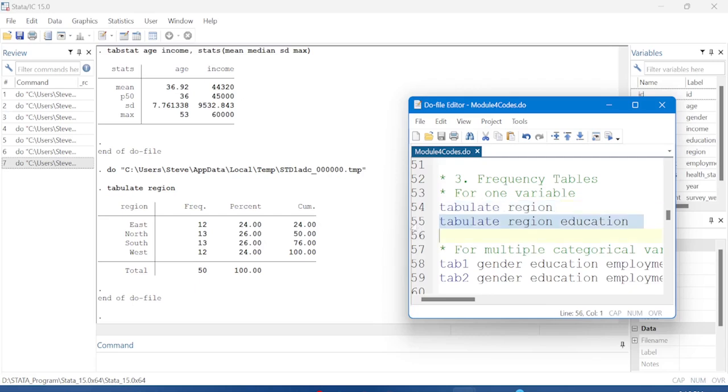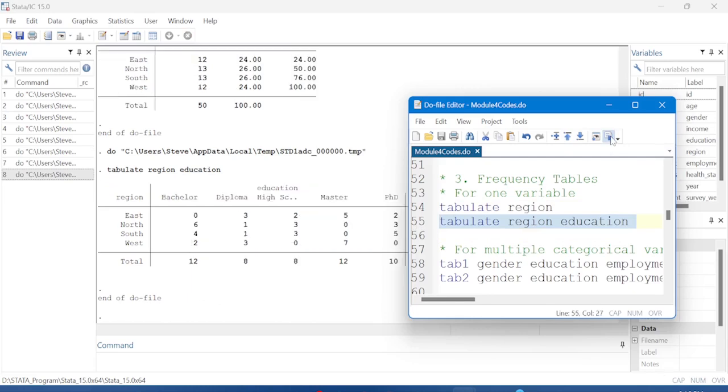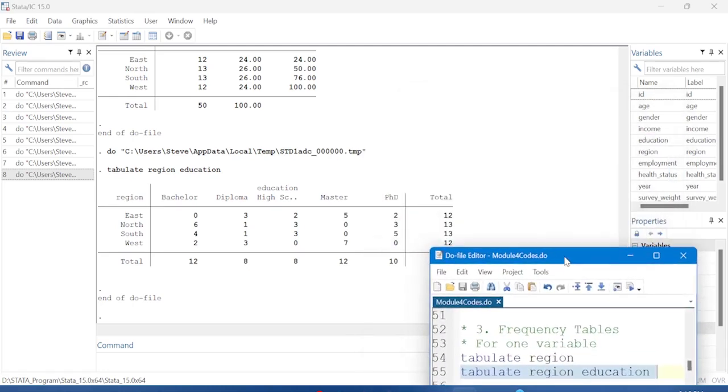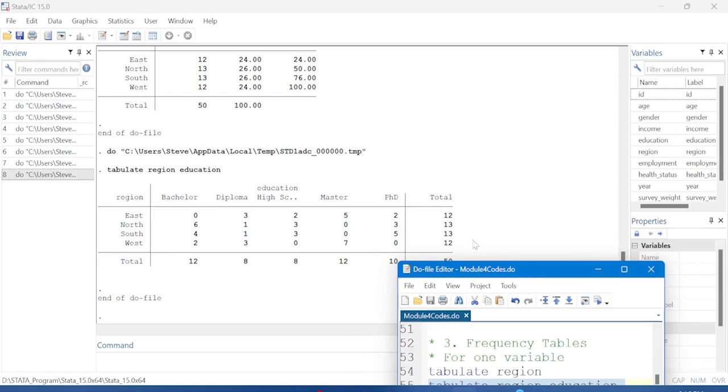Again, you can create a frequency table for more than one column and realize that it is a cross-tabulation of region versus education. So you realize that for guys from the East region, no one has a bachelor's degree, but 3 of them have diplomas, 2 of them have high school as their education level, 5 of them have masters, and 2 of them have PhD. And the total guys from the East region are 12.